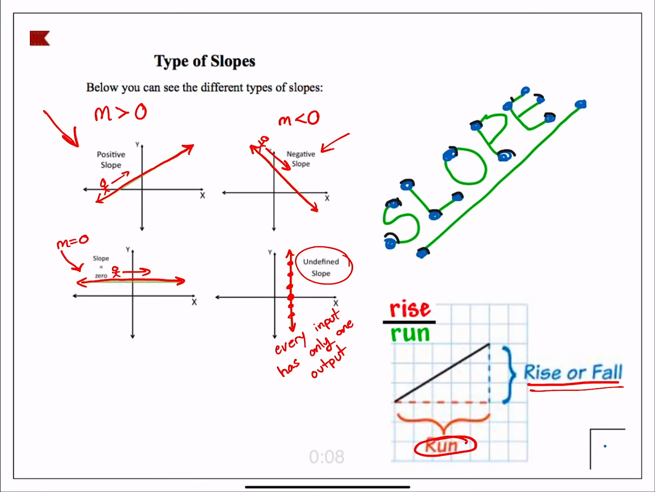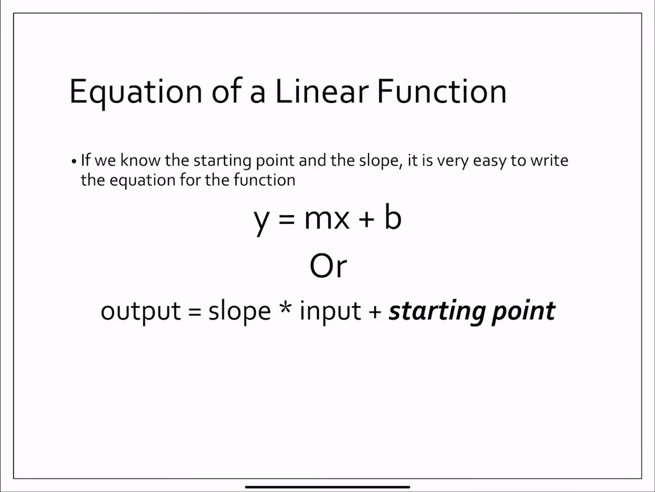Let's go back to the slides. Now, what we want to really get to, so we talked about 2 ways. We talked about graphing lines, graphing functions. We talked about writing functions as ordered pairs. What we really want to get to is the ability to write what we call an equation for a linear function.